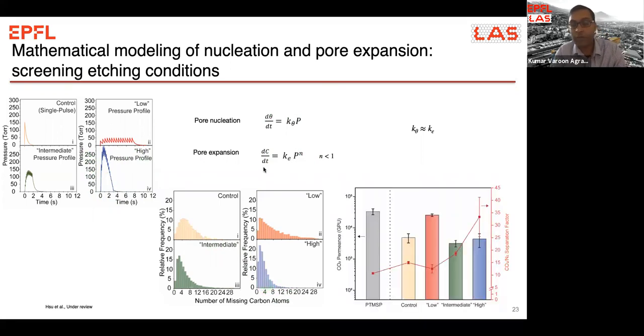And this is something that you can verify by looking at the CO2 nitrogen selectivity as well. This is the control case, this is the single pulse, and this is the case where we use a much higher pulse, where you can see the selectivity goes from about 15 to 20 to about 30 to 40.